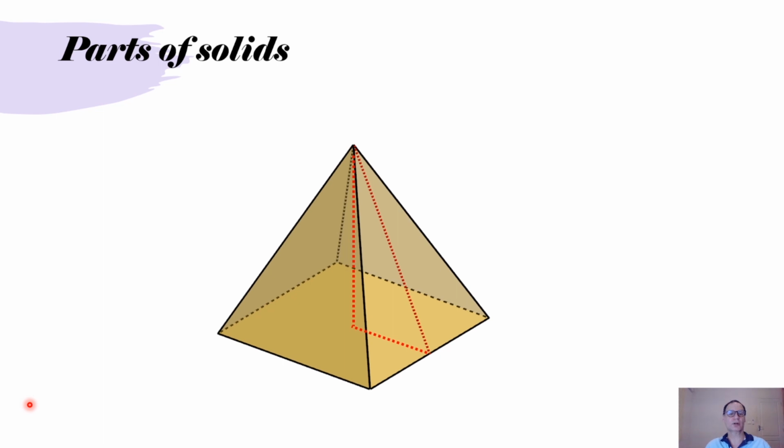Let's look at the parts of solids. This is a square-based pyramid. The base is the bottom part of the figure underneath. The base edges are the edges around the base. The vertices are the corners of the solid. So this solid has 4 vertices around the base and 1 at the top.